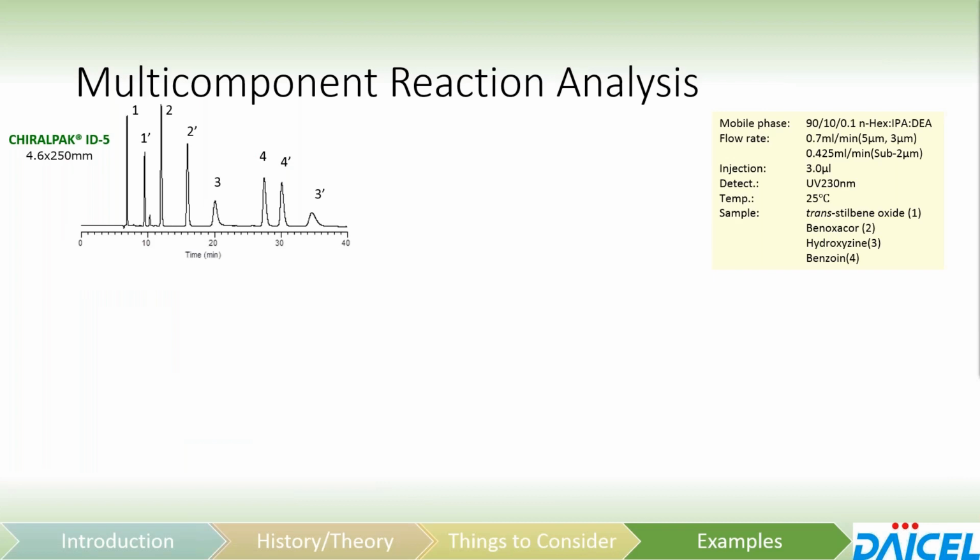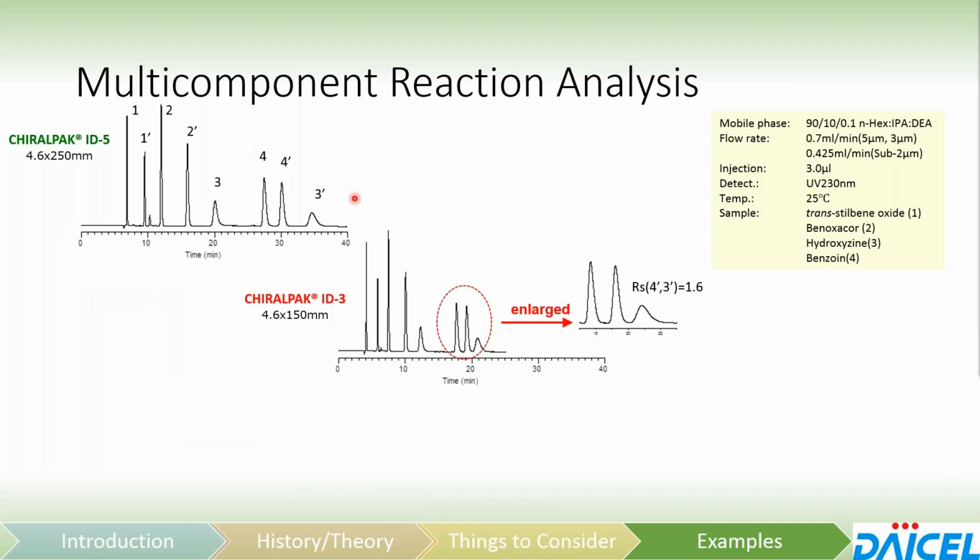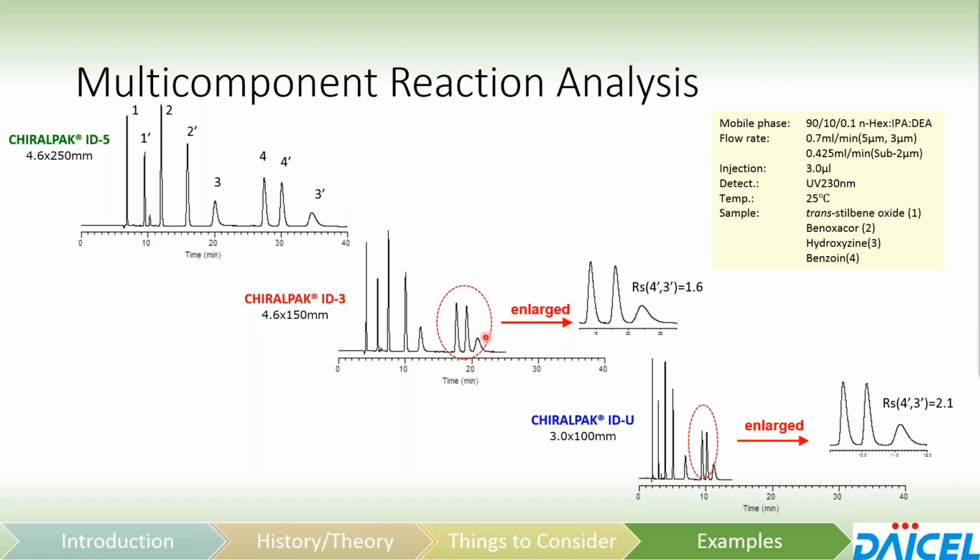Looks very similar, but the component mixture is slightly different. But going from your 5 micron, 250 millimeter length column down to a 150 3 micron, and then to your sub 2 3 by 100, effectively cutting your method time down from 40 minutes to 12, 13 minutes or so using sub 2, all while still maintaining good baseline separation between all of your components.